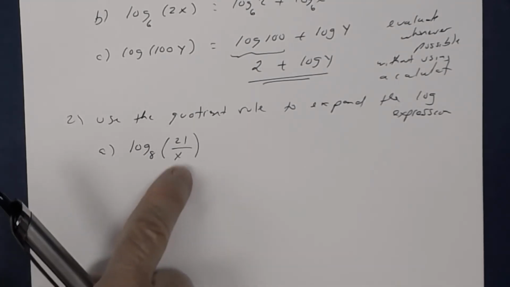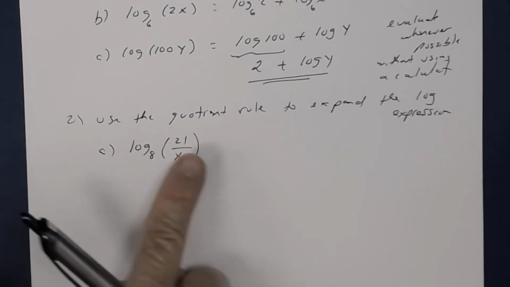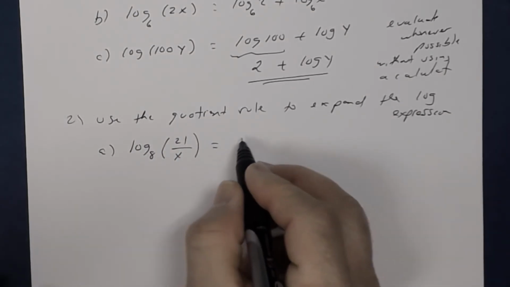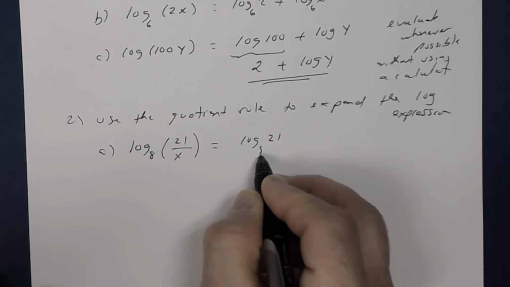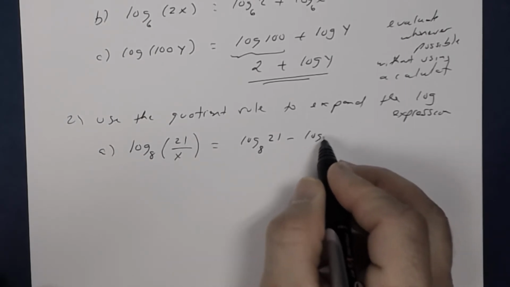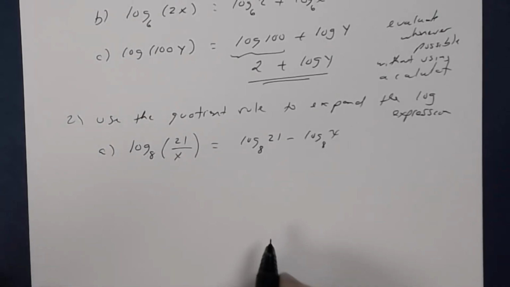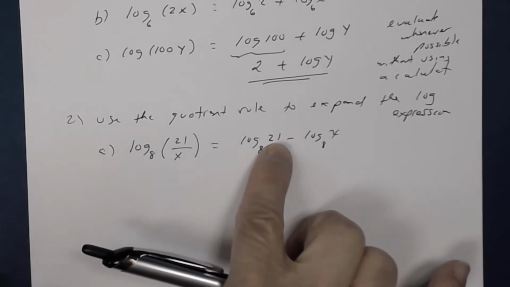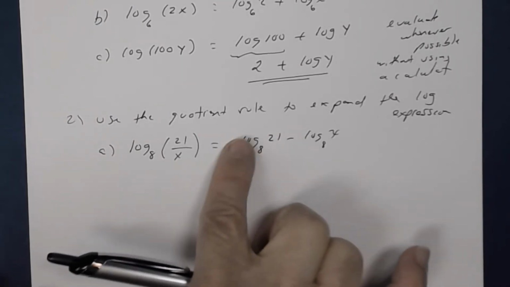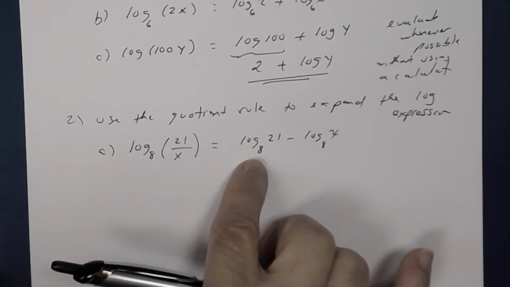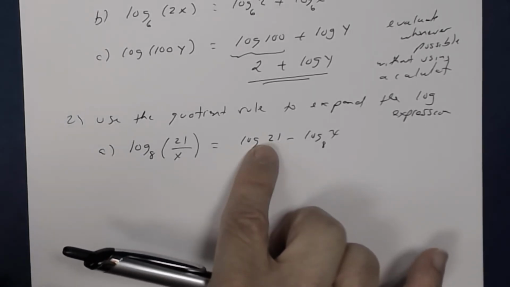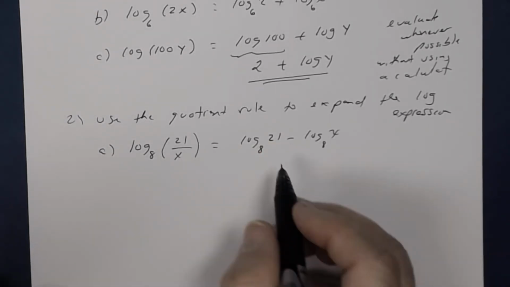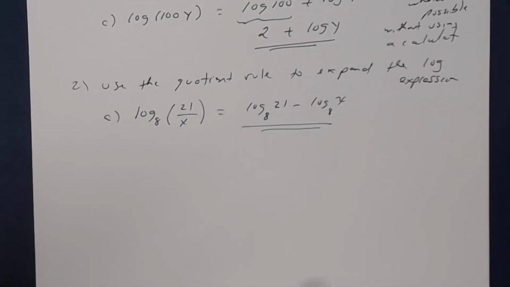Well, remember, that's a quotient, right? So whenever you look at a quotient, you take subtraction. So that's going to be the log of 21 base 8 minus the log of x base 8. All right. Now, you see how this argument's a whole number? See if you can do this without using a calculator. So 8 to what power is 25? There isn't any nice one, right? So you're done. This is it.